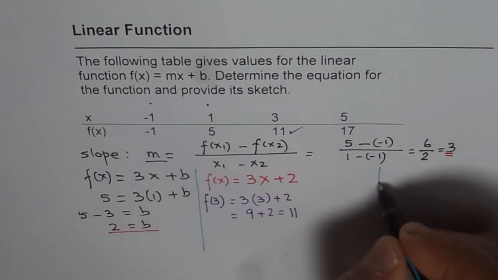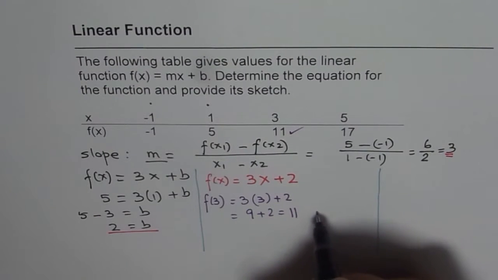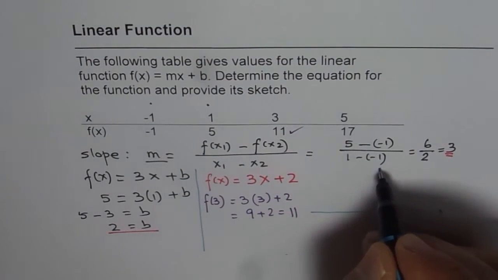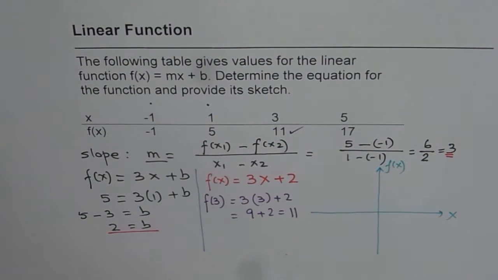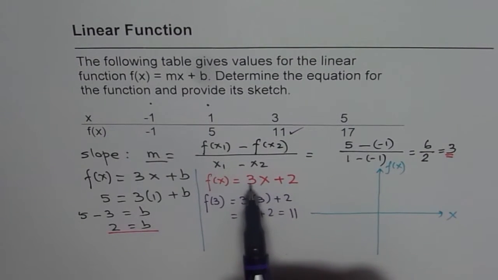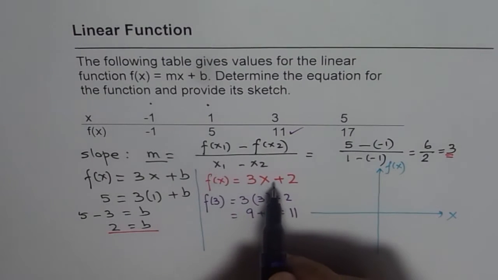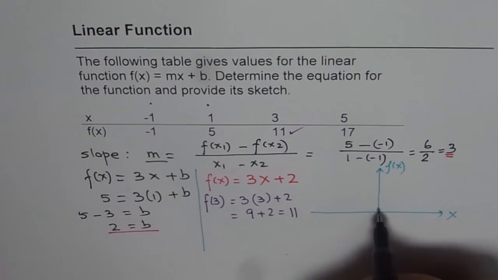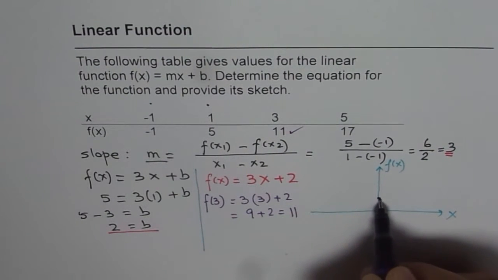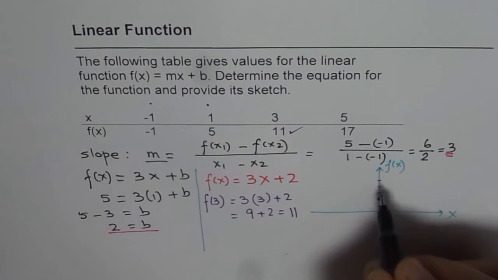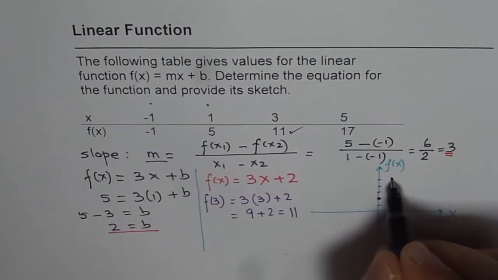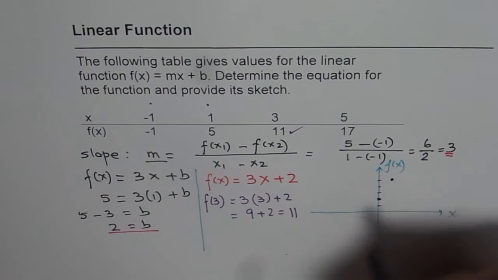Now to sketch a graph of this function, what we can do is we can just plot x and y axis here. So that is x and this is f of x. We have the equation of this line, or linear function, in slope-intercept form. So 2 is the y-intercept. So let's say 1, 2. So that becomes y-intercept 2. And 3 is the slope. That means rise of 3, 1, 2, 3 and run of 1. Run of 1, correct? So that is the second point.